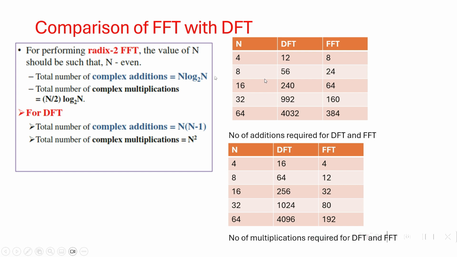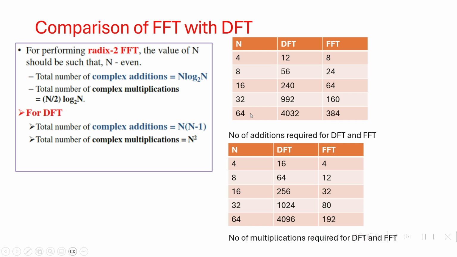Additions are required. So here, 8-point means 8 can be written as 2 power 3. So log 2 base 2 is 1. So 3 into 8, 24. Similarly, if you go for a higher n, the number of additions required in the conventional DFT is shown here. Compared to that, in the FFT method, the number of additions required is decreased more.